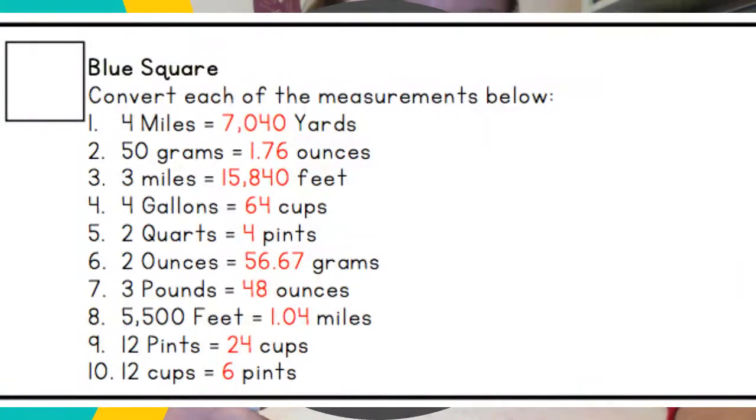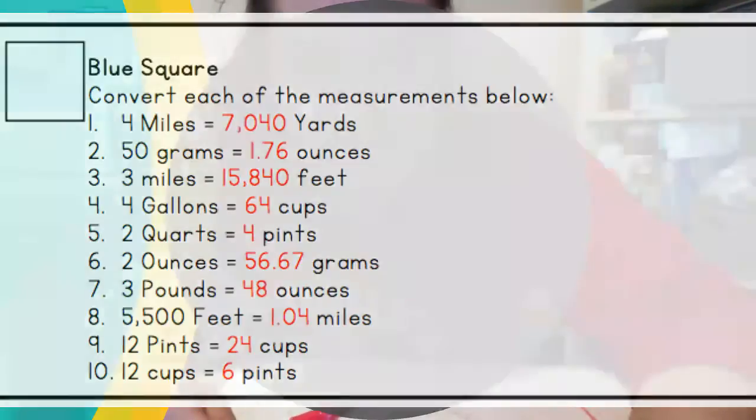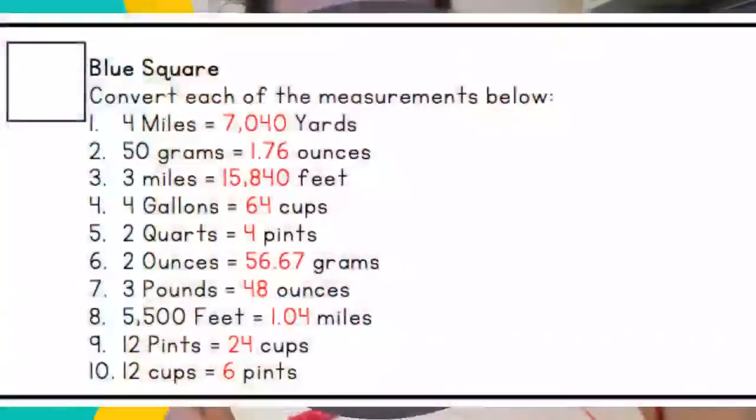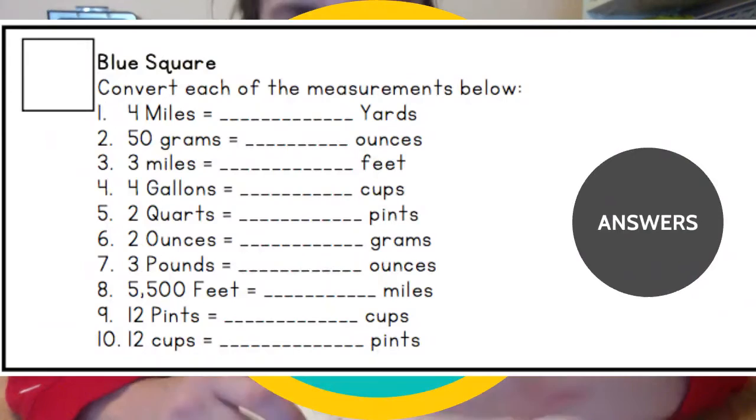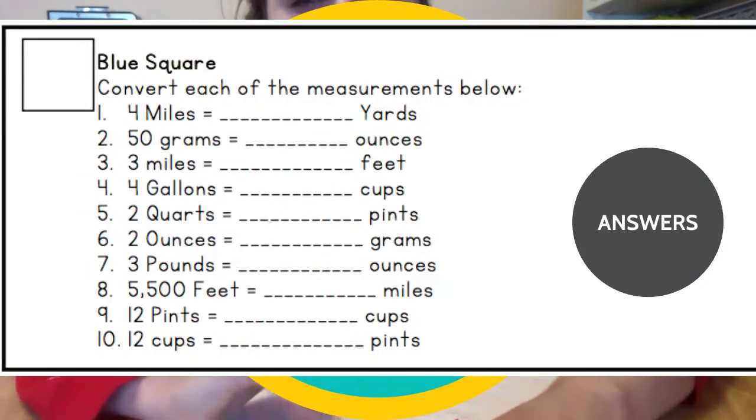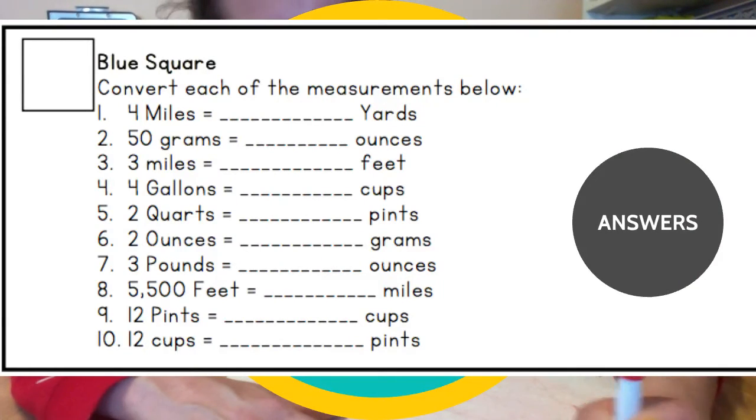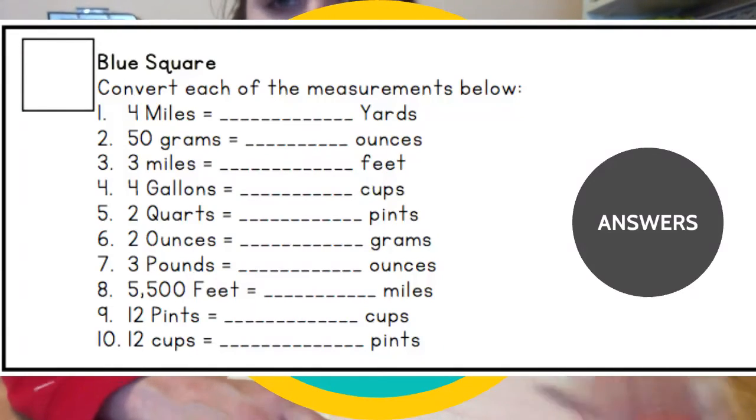So number 6, 2 ounces is equal to 56.67 grams. Remember, there are 28 grams in an ounce. Actually, that's not right. I got it wrong in my own answer key. 28 grams in an ounce. So let's do number 6 together because I'm not satisfied with that answer key.